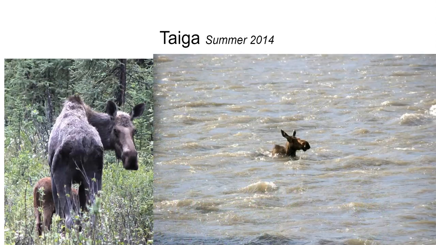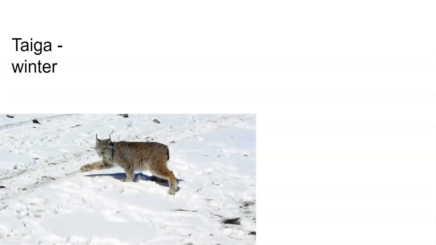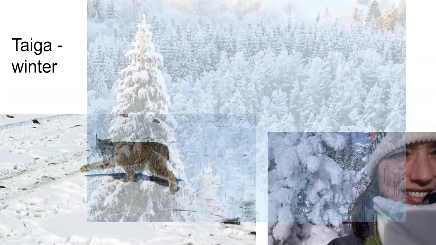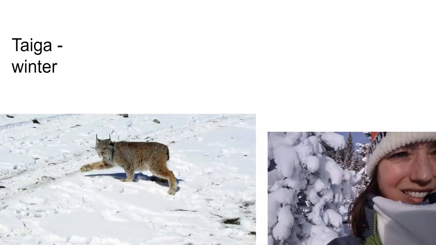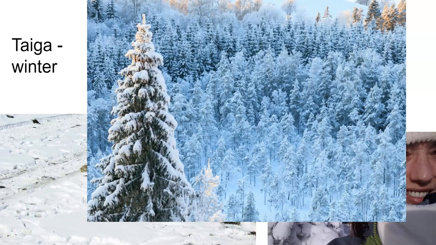And there's a moose. And hey, did you know moose swim? We were eating dinner one day. Moose swam right by in the river. Very cool. This is what the taiga looks like in the winter. It's very snowy. Very snowy. That was a lynx. Let me go back. That was a lynx right there. They have big paws to help them walk on all that snow that the taiga gets in the winter.